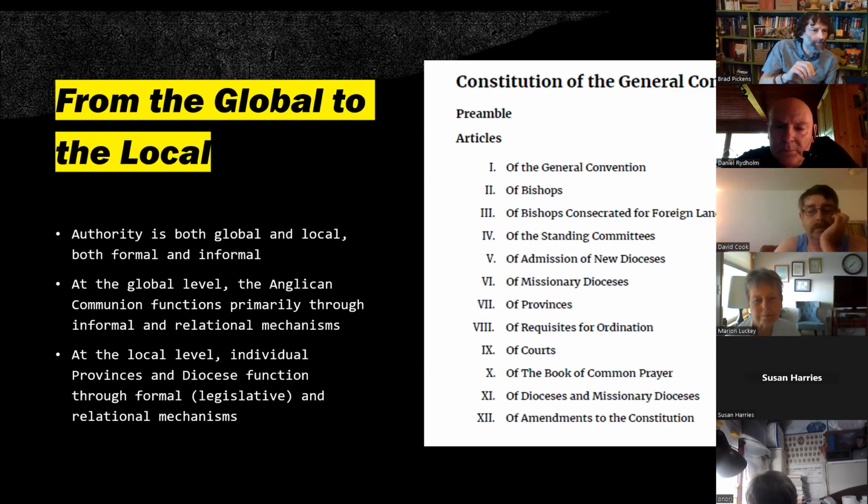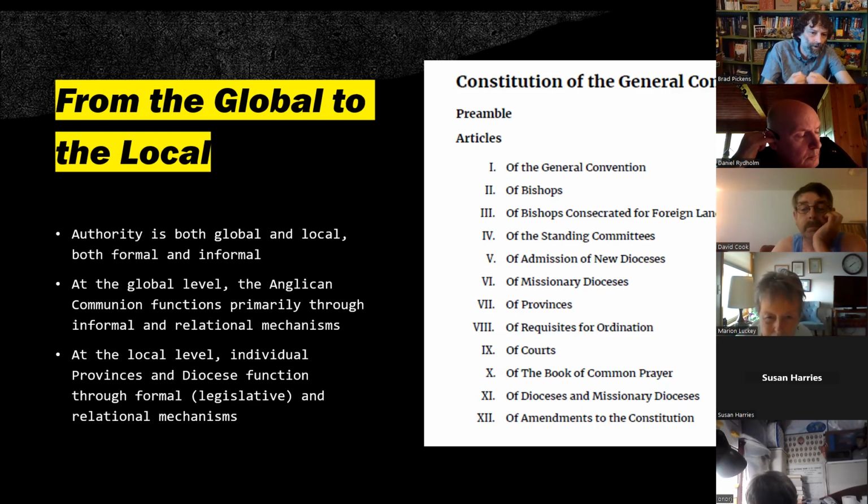So at the global level, the Anglican Communion functions primarily, it relates to itself, it constitutes itself, primarily through informal and relational mechanisms. The structure of Anglicanism is fundamentally relational and communal. It's the Anglican communion that we talk about, not the Anglican church, right? We're signifying up front that there's a bunch of us. Authority is something that's dispersed among many different voices and influences that work together to create unity within diversity.